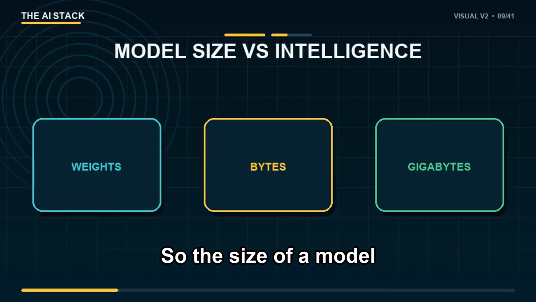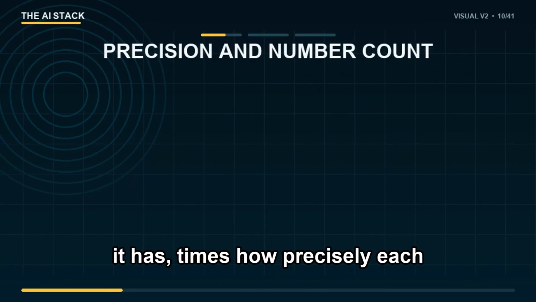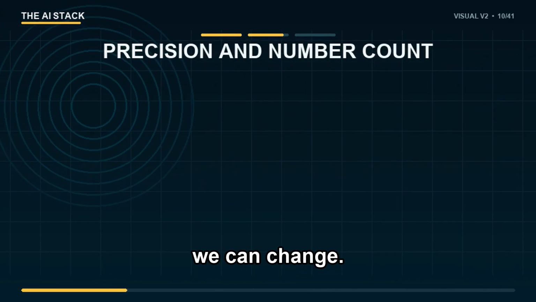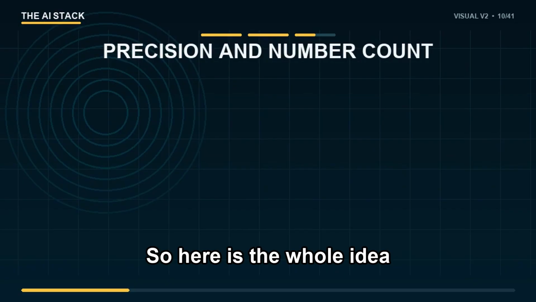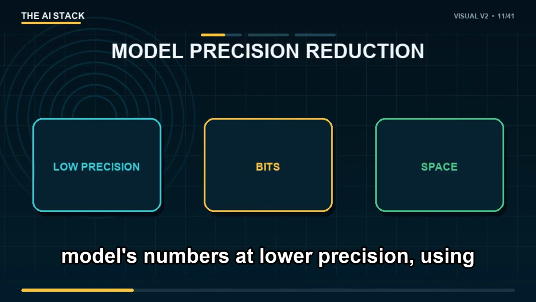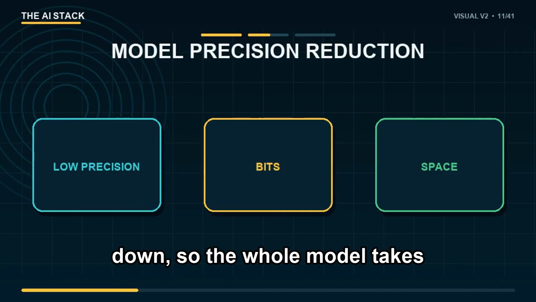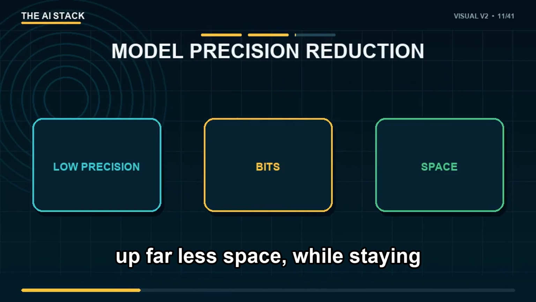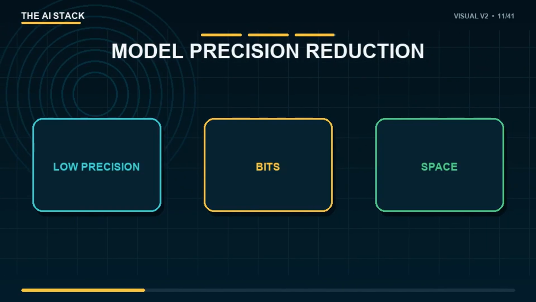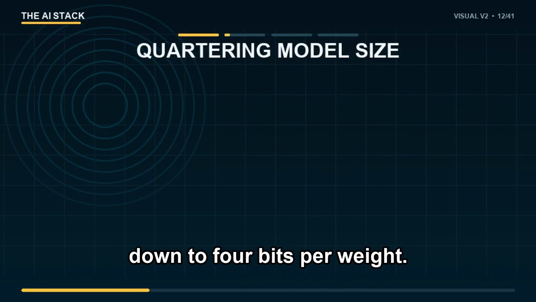So the size of a model is not really about its intelligence. It is about how many numbers it has, times how precisely each one is written down. And that second part is something we can change. So here is the whole idea in one sentence. Quantization is storing each of the model's numbers at lower precision, using fewer bits to write each one down, so the whole model takes up far less space, while staying close enough to the original that it barely loses any intelligence. The most common move is to go from 16 bits per weight down to 4 bits per weight.